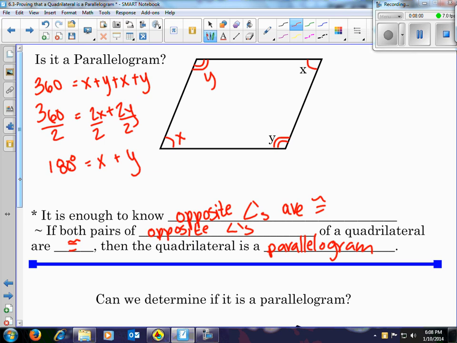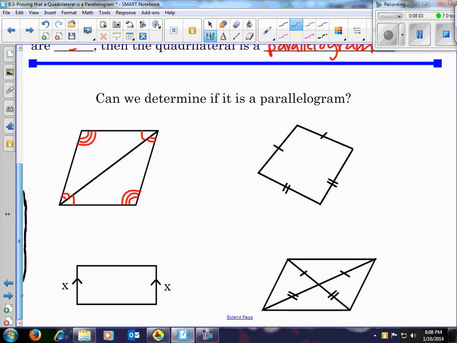Now, on your homework tomorrow, or on Monday, we're going to be doing problems that look like this. It's going to say, can we determine if it is a parallelogram? So this first one, we see that this angle is marked with 2, and this angle is marked with 1, and then over here we have an angle marked with 2 and an angle marked with 1. And we know that these two are obviously congruent. So this angle here is congruent to this one, and this one is congruent to this one, meaning that our opposite angles are congruent, which means we have a parallelogram no matter what. So yes, this is a parallelogram.